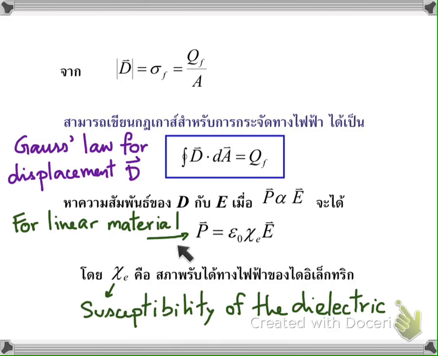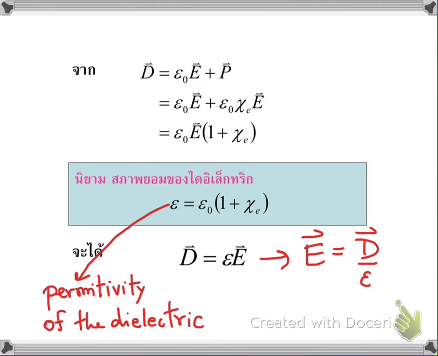We will say that if the polarization of the material can be written as a constant times the electric field, we call it a linear material. And we call this chi E the susceptibility of the dielectric. When we work with a linear material like this, we can write the displacement vector as epsilon 0 times E plus P, and P is equal to epsilon 0 chi E times the electric field.